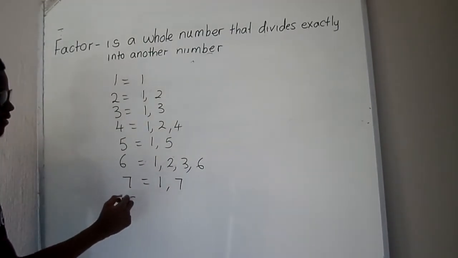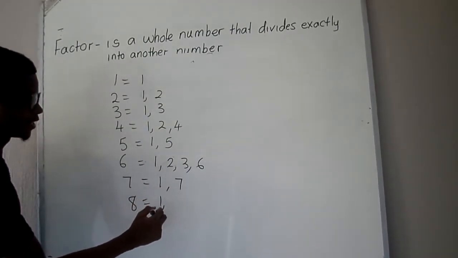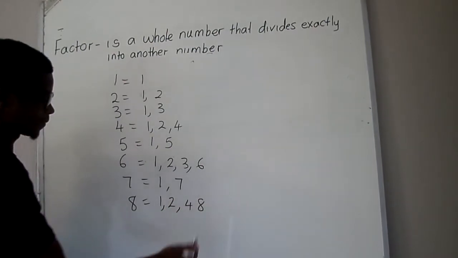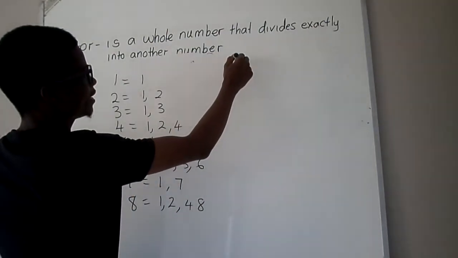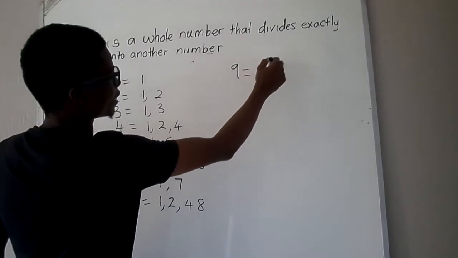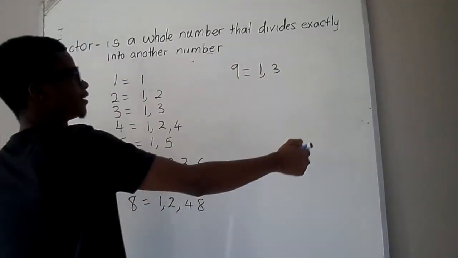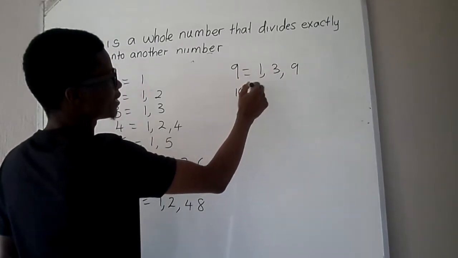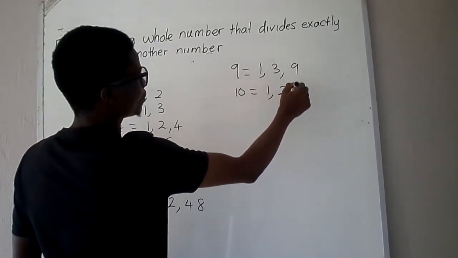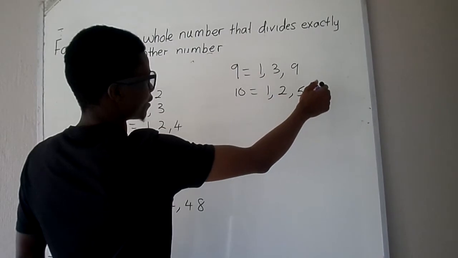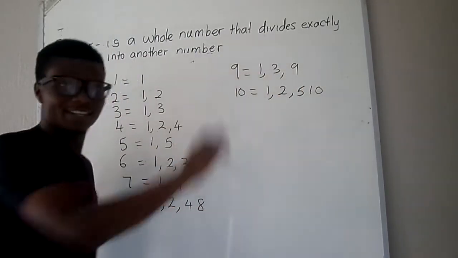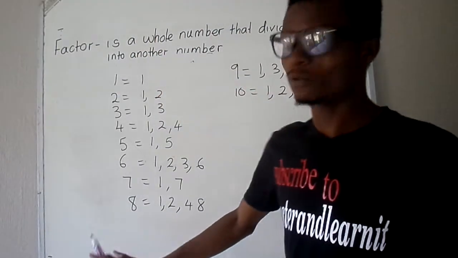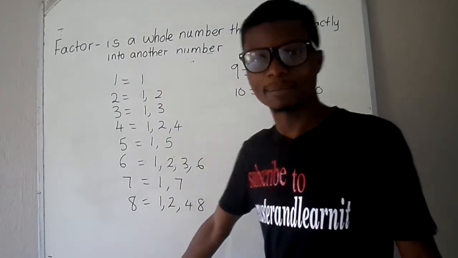Factors of 8 is 1, 2, 4, and 8. Factors of 9 is 1, 3, and 9. Factors of 10 is 1, 2, 5, and 10. The list keeps going on and on. So from these few numbers that we have, we want to check which one is a prime number.